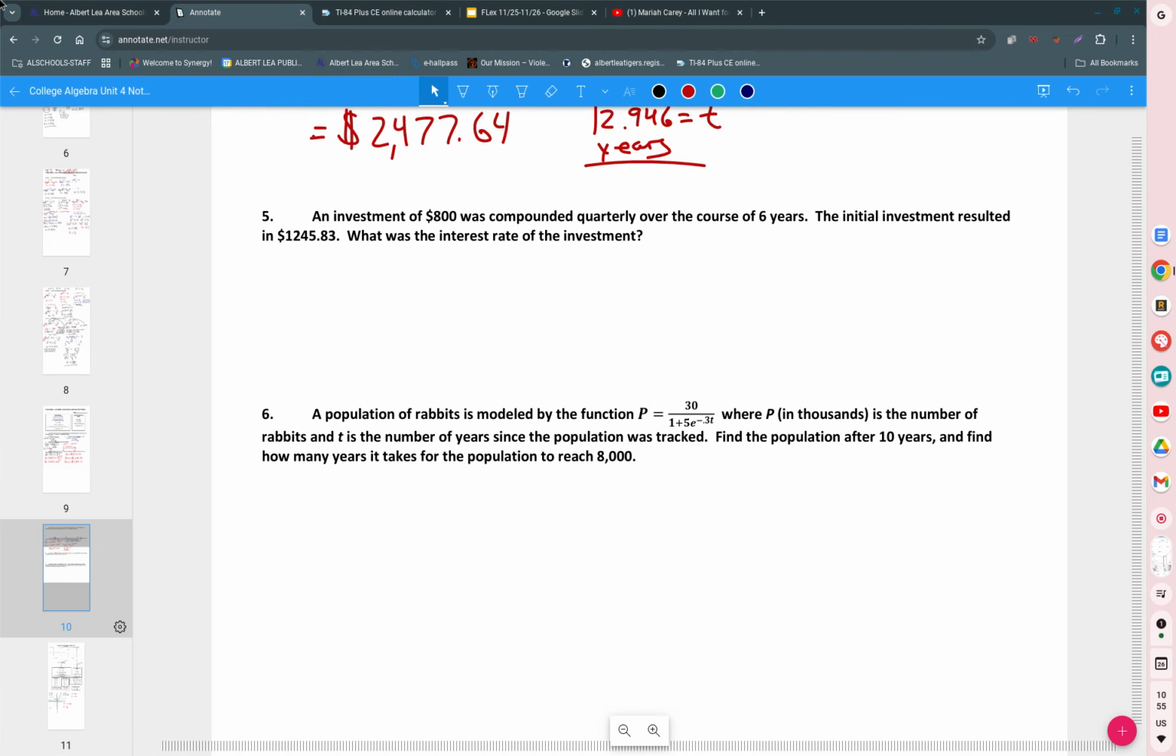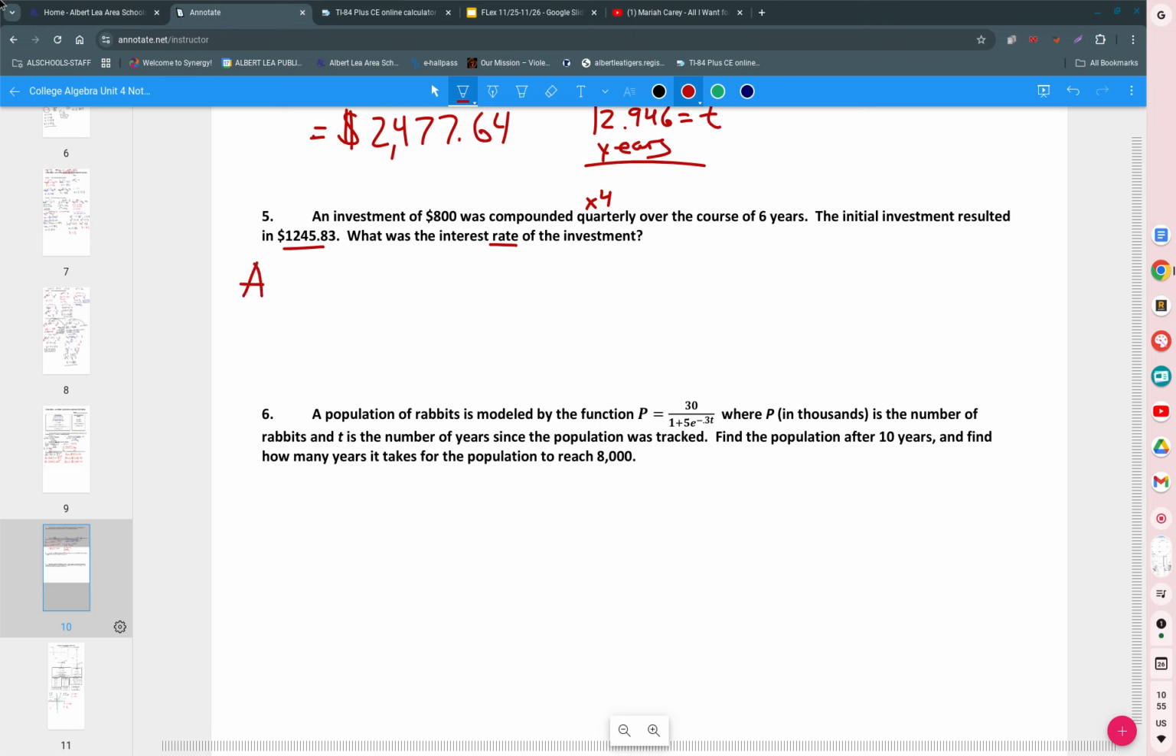An investment of $800 was compounded quarterly. So quarterly would be how many times? 4 times over the course of 6 years. So 4 times a year for 6 years, that'll be a total of 24 times compounded. The initial investment resulted in this much. What was the interest rate? So we're trying to find the rate.